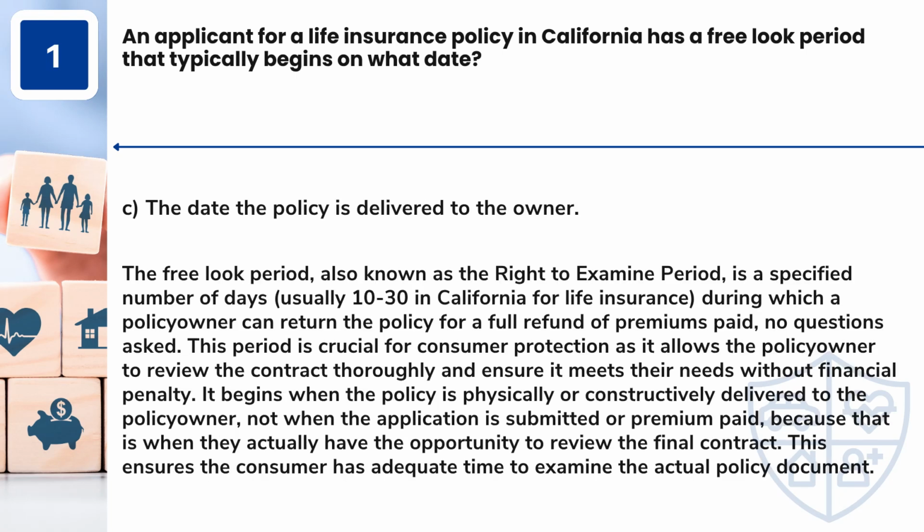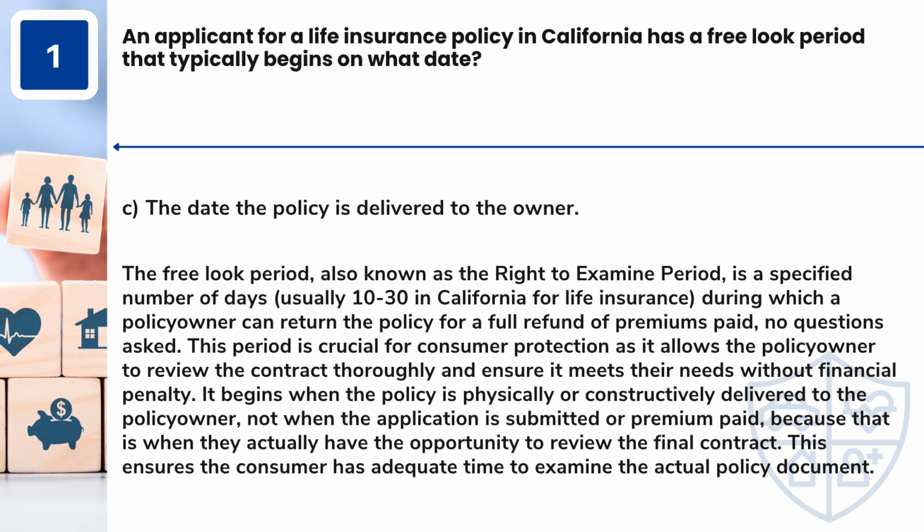Answer: C. The date the policy is delivered to the owner. The free look period, also known as the right to examine period, is a specified number of days, usually 10 to 30 in California for life insurance, during which a policy owner can return the policy for a full refund of premiums paid, no questions asked.